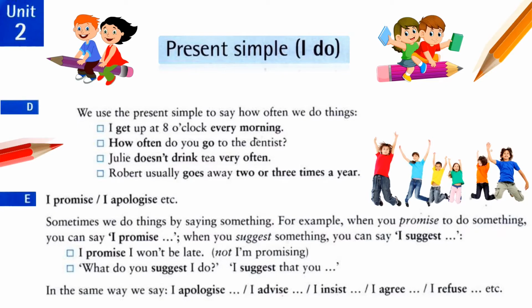At the same time, you can keep these words in your mind. Now, to write the present tense, not only I promise or I apologize, you can also keep in mind I advise, I insist, I agree, I refuse, etc.